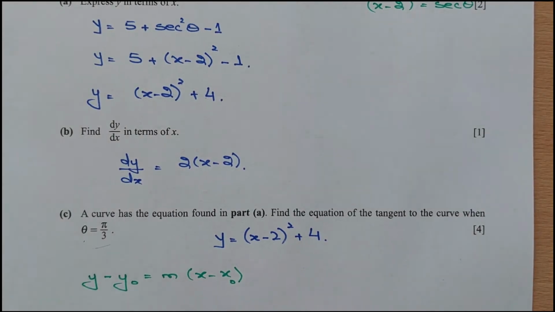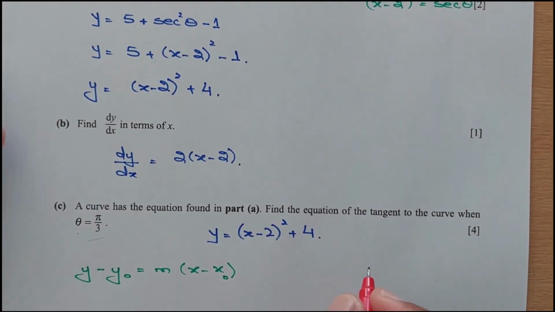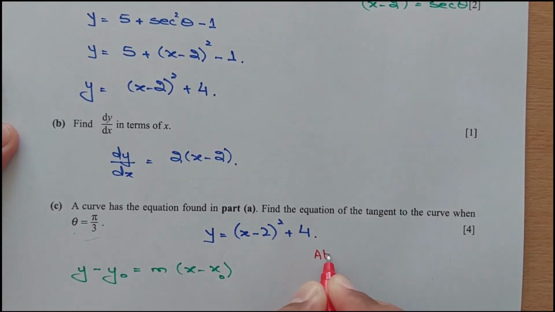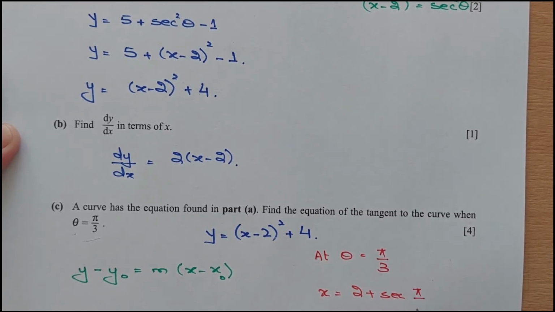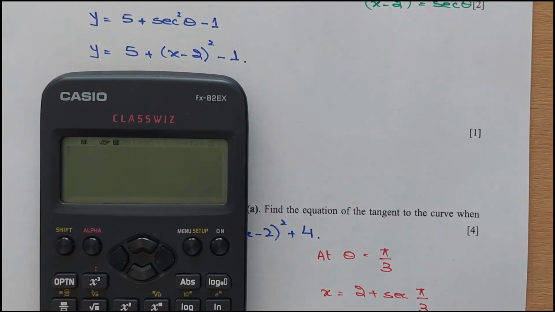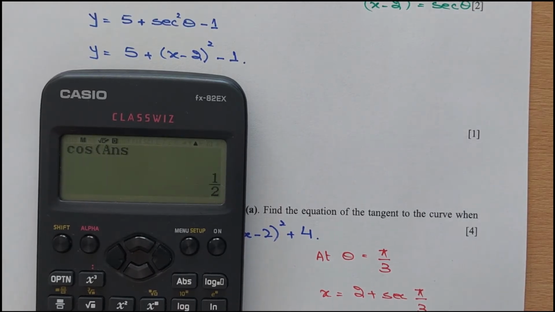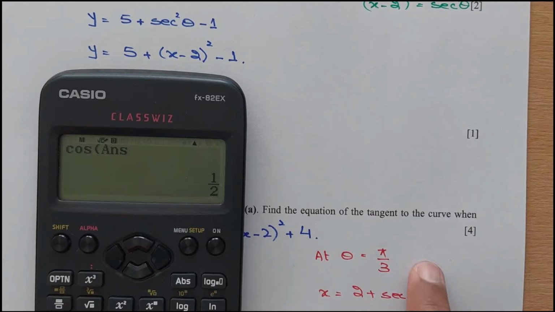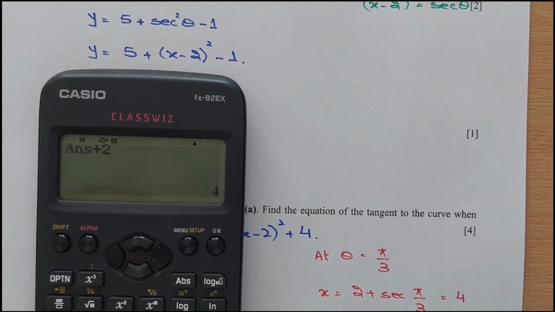So when theta is pi by 3, what is the value for x? This is x and this is y. So at theta equals pi by 3, x is equal to 2 plus secant of pi by 3. Secant is the reciprocal of cos, right? 1 by cos is the secant. And what is pi by 3? 180 divided by 3 is 60. Cos of 60 is 1 by 2, and the reciprocal of 1 by 2 is 2. So this is 2 plus 2, which equals 4. So x is 4.